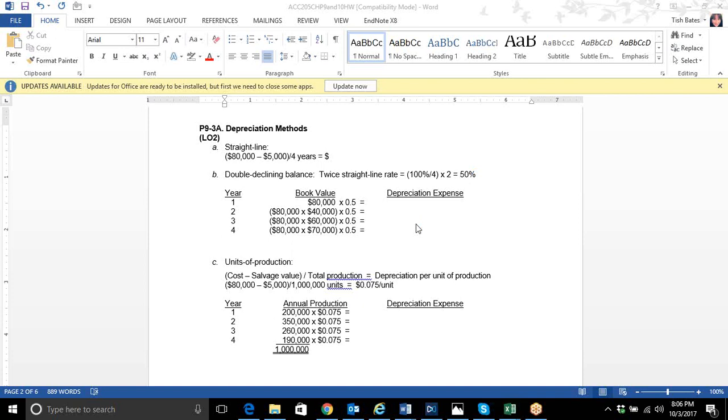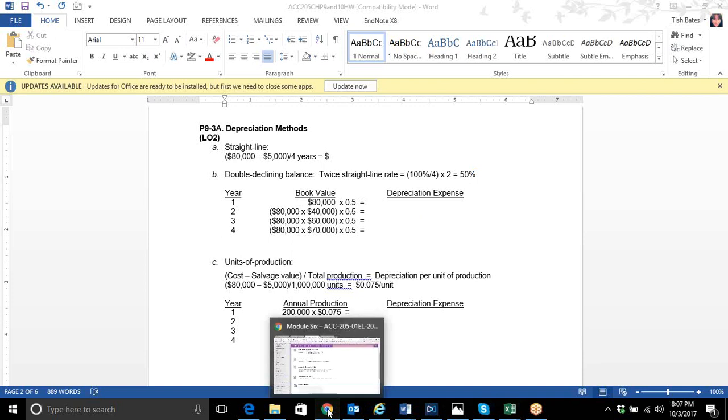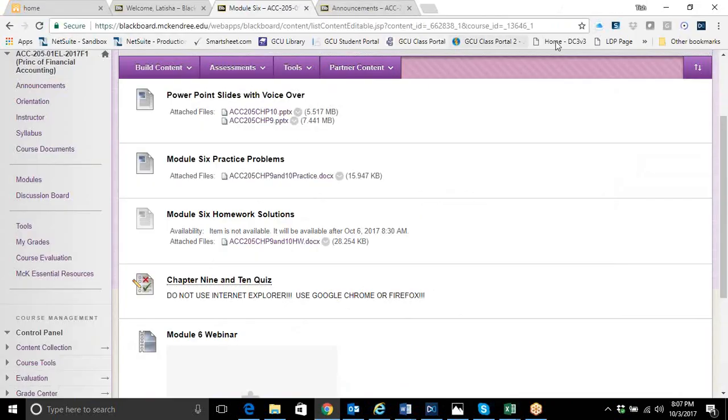Basically, depreciation methods are pretty straightforward. They're not really as complicated as what they may sound in the book. They're pretty straightforward actually. So straight line depreciation is literally just the calculation of, and let me pull up the numbers here for our problem. Give me just a moment.